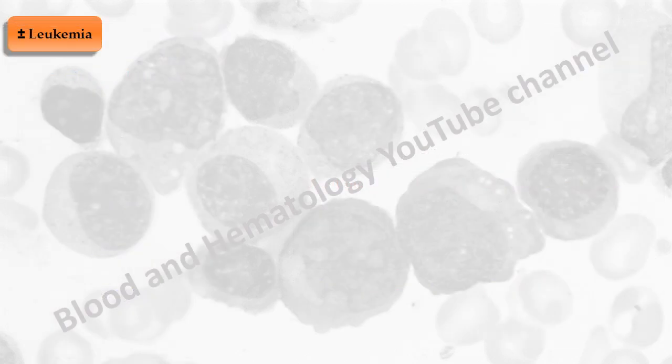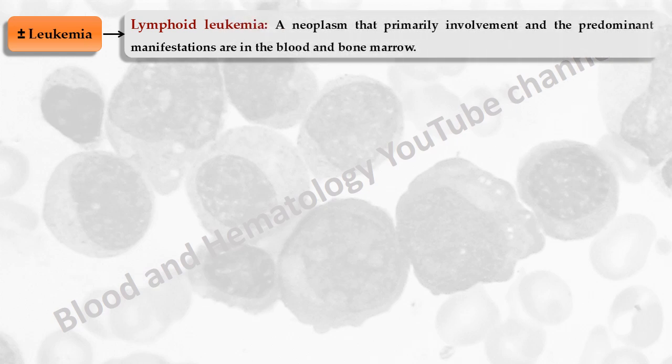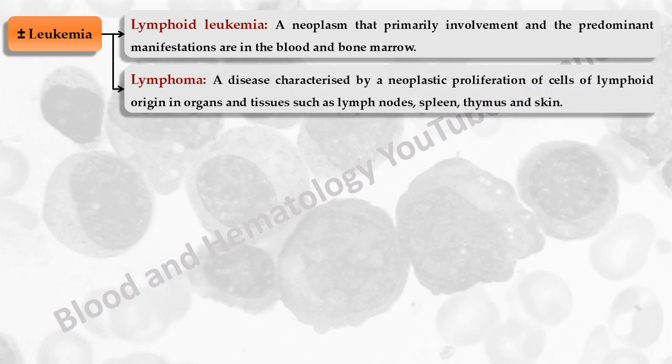Lymphoid neoplasms can be categorized according to the presence or absence of leukemia, as a key feature of a type of disease. A lymphoid leukemia is a neoplasm in which the predominant manifestations are in the blood and bone marrow, whereas the term lymphoma refers to a disease characterized by a neoplastic proliferation of cells of lymphoid origin in organs and tissues such as lymph nodes, spleen, thymus, and skin.